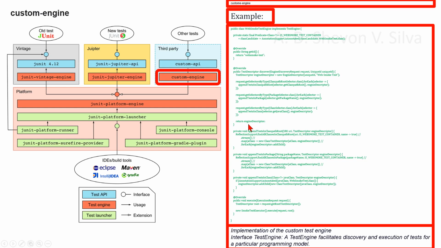Such selectors can reference various structural elements in Java such as methods, classes, packages, and the whole class path, or the file system, files, directories, as well as JUnit's own unique ID instances.